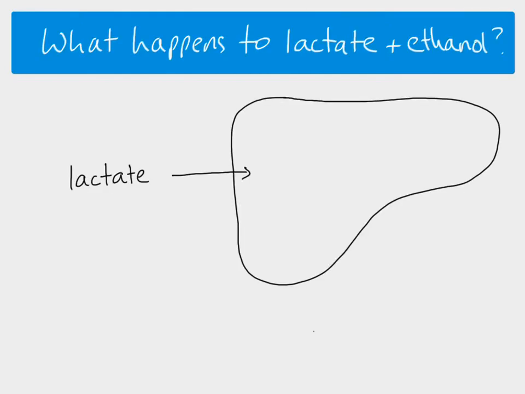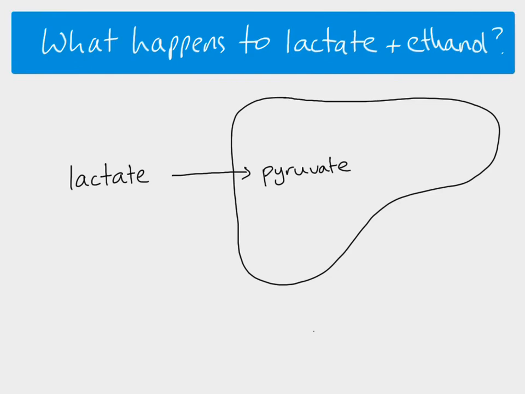Okay, just to finish, we want to know what happens to lactate and ethanol at the end. So basically, if we think about lactate fermentation, the lactate goes to the liver. Okay, this is the liver. And then once it's in the liver, it actually gets converted back in the opposite direction into pyruvate. And then once we've got pyruvate, two things can happen.